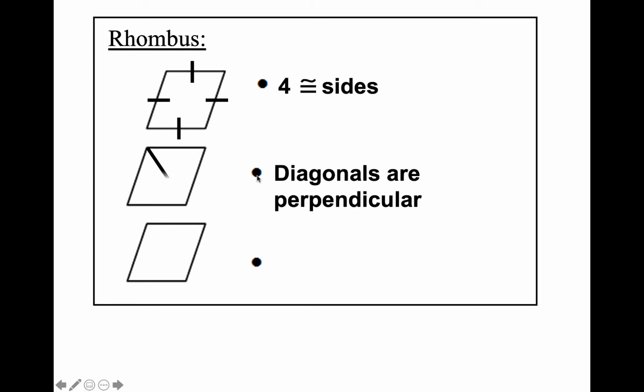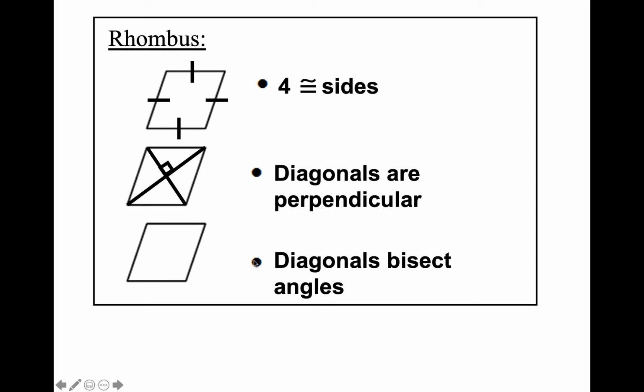Also, the diagonals are perpendicular. So not only do they bisect each other, but the diagonals create a right angle. They are perpendicular. And then finally, the diagonals bisect the angles. So not only do they bisect the segments, but the angles are going to get cut in half to create two congruent pieces on each side.